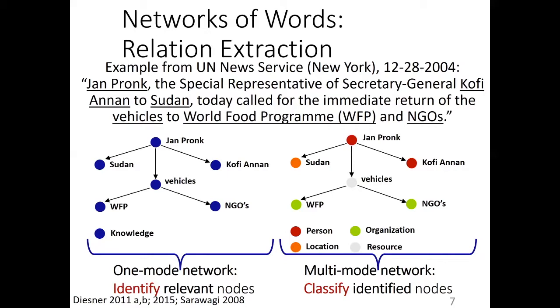Optionally, these resulting network data can be further enhanced with attributes of nodes and of edges. For example, the frequency with which a node or an edge was observed in the data. Sometimes we want to classify all nodes as the same type, for example, just being a concept. This would result in a one-node network and simply requires us to identify and connect relevant nodes. Sometimes we want to go a step further and we want to classify nodes according to different categories, which results in a multi-mode network. This requires us to identify and categorize the identified nodes.